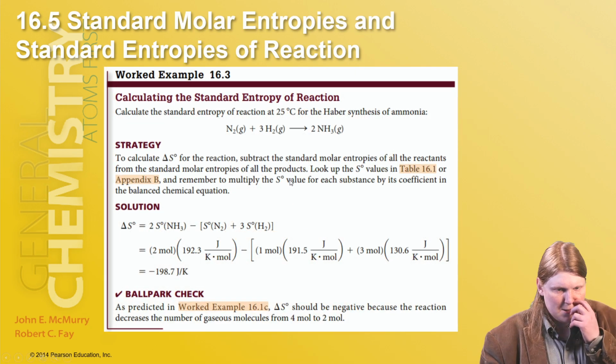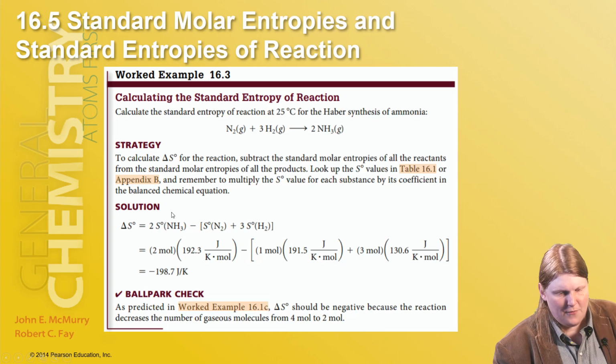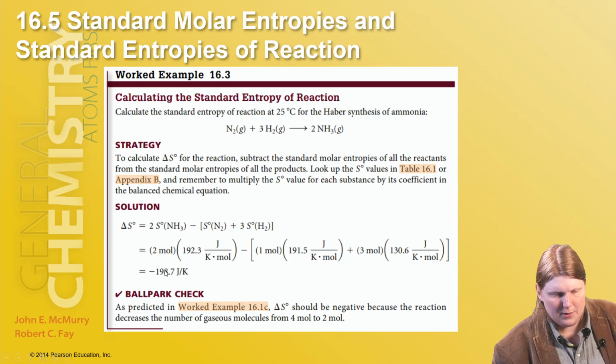So calculating the standard entropy of a reaction. Here they have the Haber synthesis of ammonia, and to calculate this change in standard molar entropy, the values are looked up in a text, plugged in, multiplied by their respective coefficients, products minus reactants, added up, and a value can be calculated. We know that this number should be negative because we're reducing the number of gaseous moles, so that's an expectation we should have for our answer.